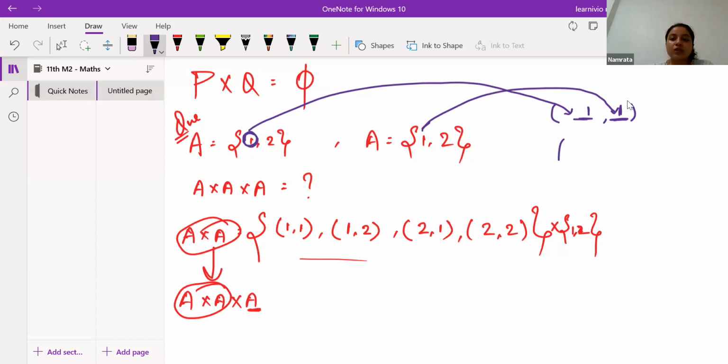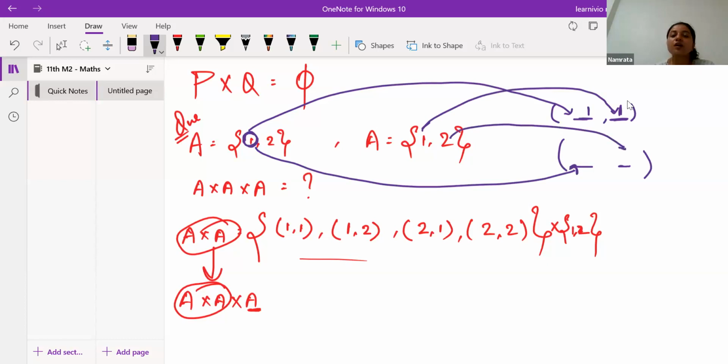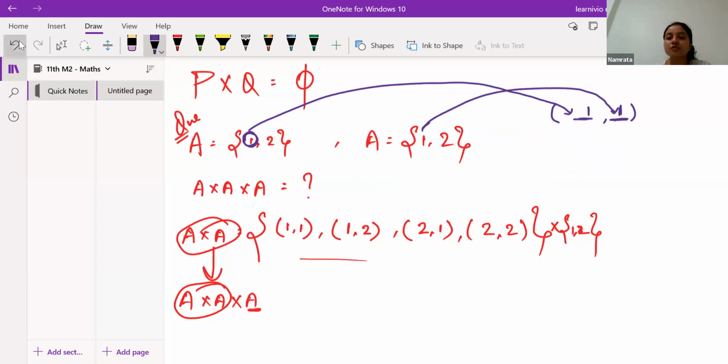Now the next one, again an ordered pair we will make. So we will take this one and we'll use this element because the first one is already used. So we are taking another possible case 1. Are you getting it? Yes, ma'am. So this way we are writing all the possibilities while writing the Cartesian product of two sets.